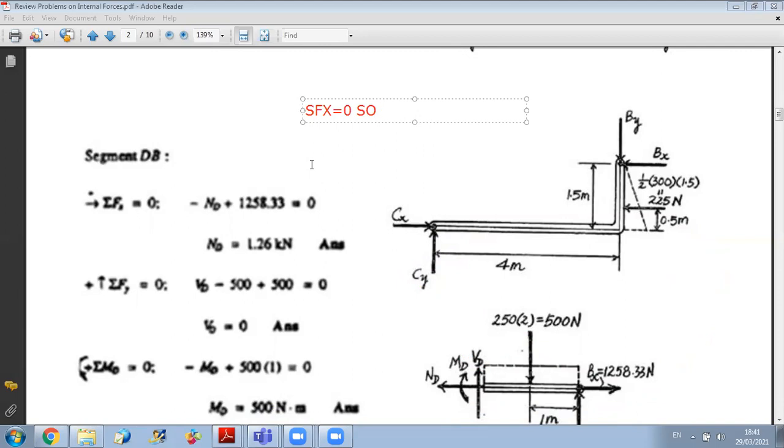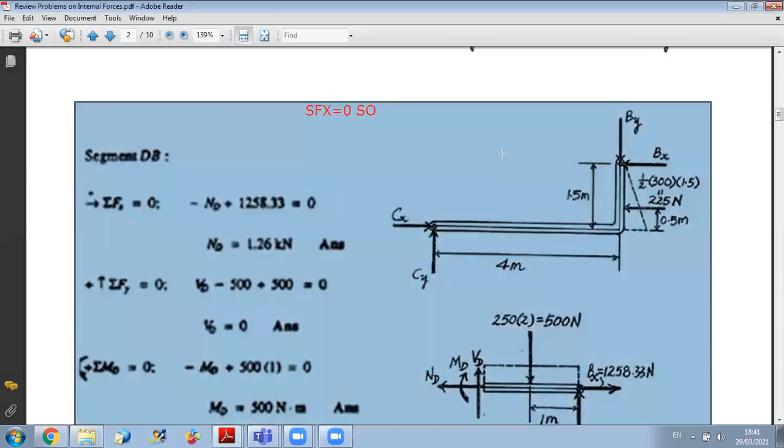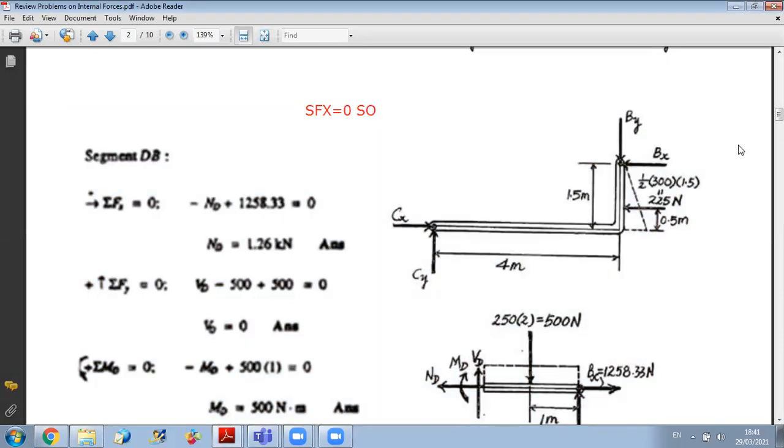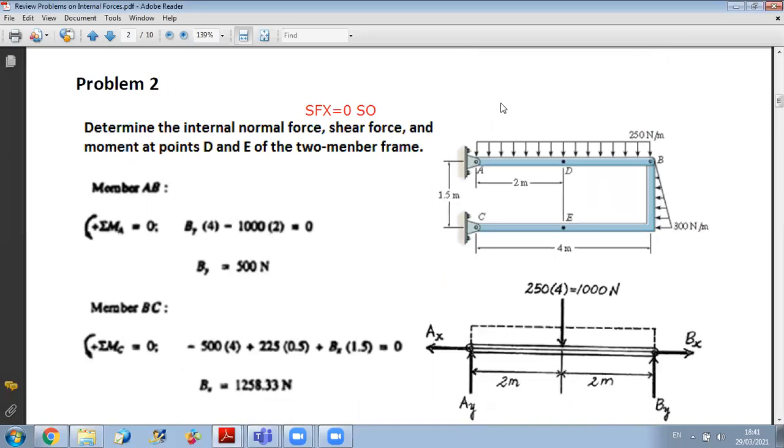Look, here's the idea. If you want to do a cut, always try to get the minimum number of reactions. So this is why you should read what they want from you. They want you to get the shear, normal, and moment at D and E. So if you want to do it at D, you need Ax, Ay. Did we find Ax, Ay until now?